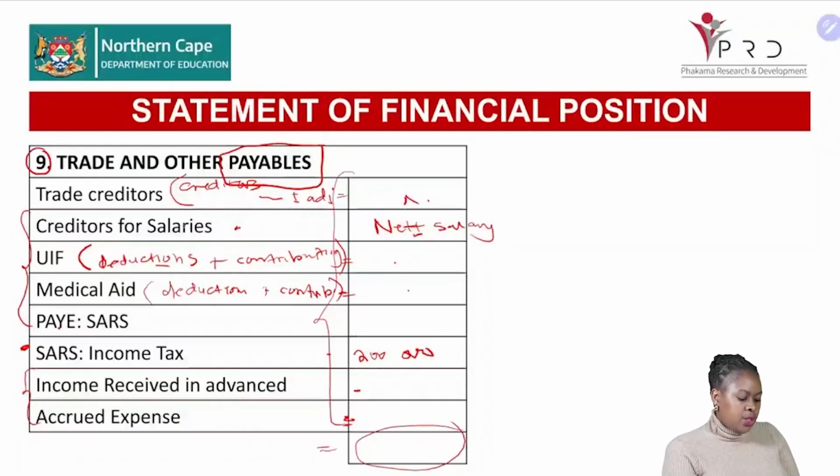Then you write your net salaries, your UIF contributions, and so forth. You write your SARS income tax, your income received in advance, accrued expense, and also if there is a transfer, you will obviously have that amount there as well. All right. So that is how you approach your trade and other receivables note.